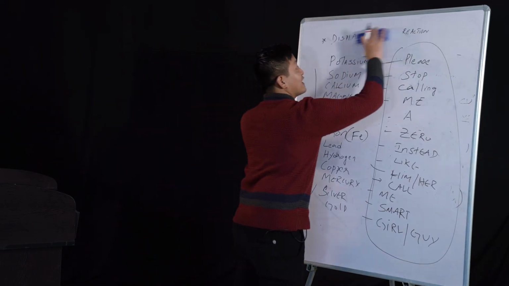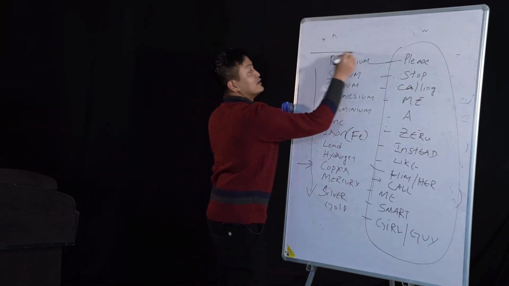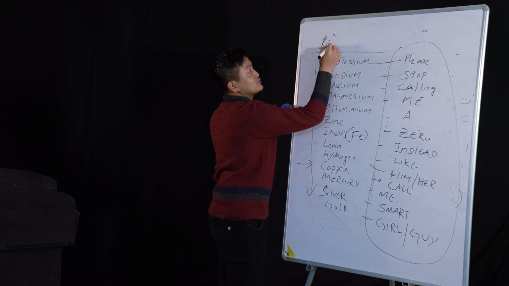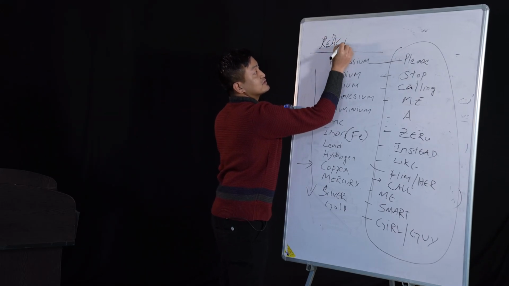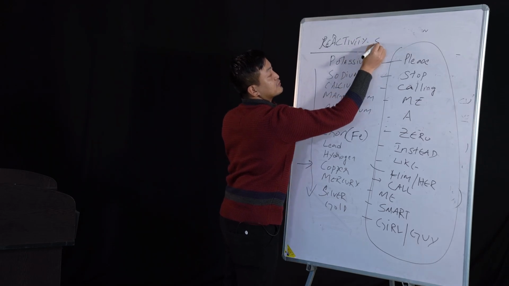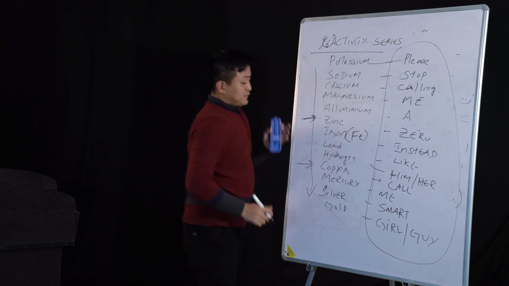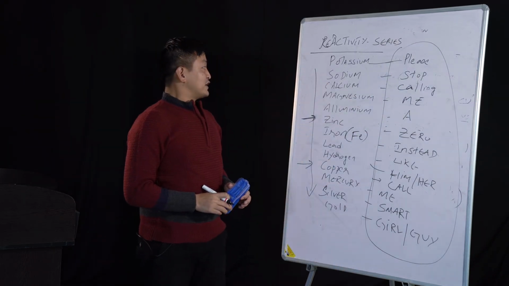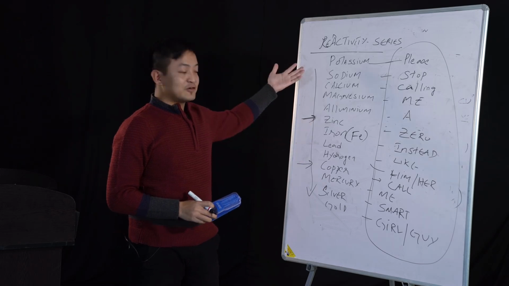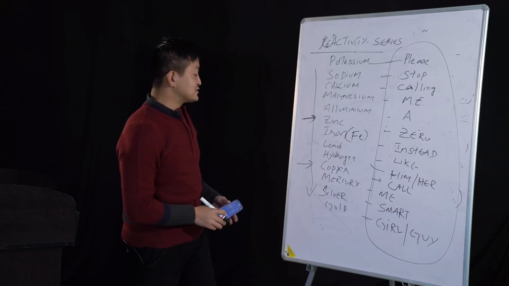And whatever I have written down just now, it is called the reactivity series. Okay, students, reactivity series. So now we all know that potassium is the most reactive and it goes down to gold, the least reactive.